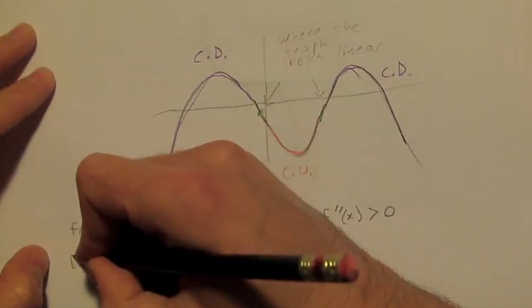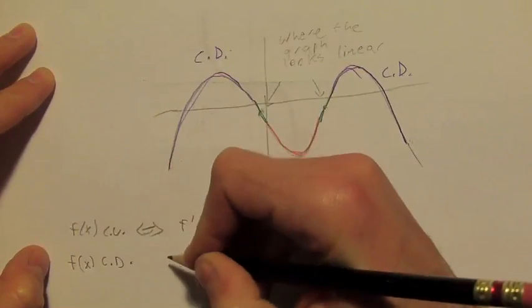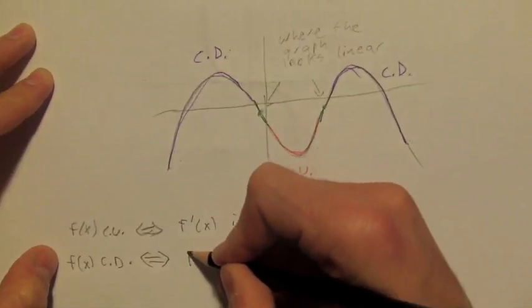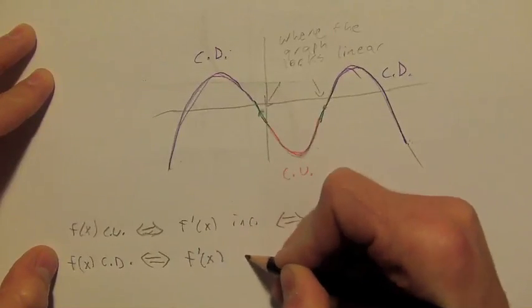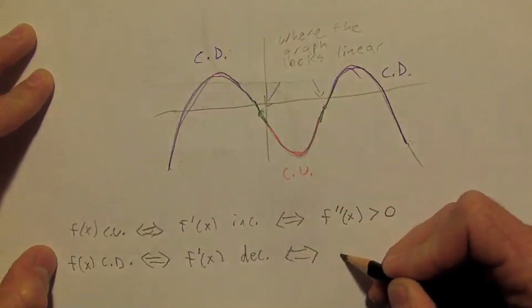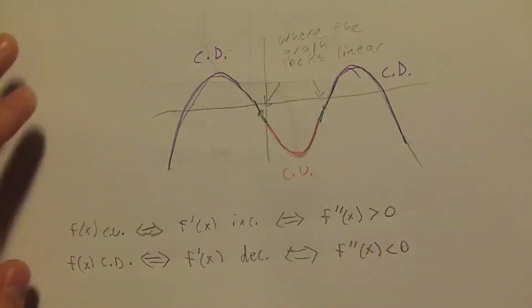Right, and so if f of x is concave down, that means f prime of x is decreasing by definition, which means that f double prime of x is negative.